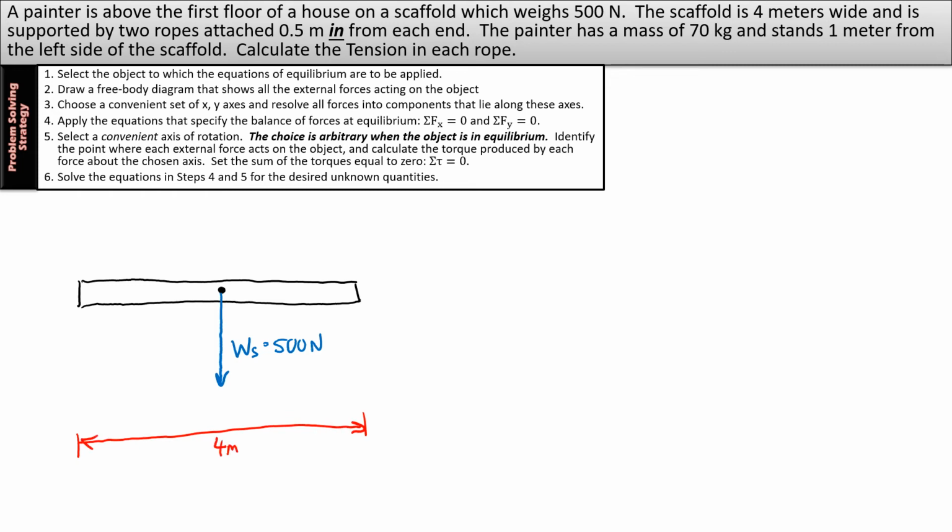Okay, good to know. And it is supported by 2 ropes attached 0.5 meters in from each end. That means it looks something like this. The ropes are here. So we could call this T1 for the tension 1, and this is T2. We could also draw in our distances here. So this is 0.5 meters in from each end. That's what this means here.